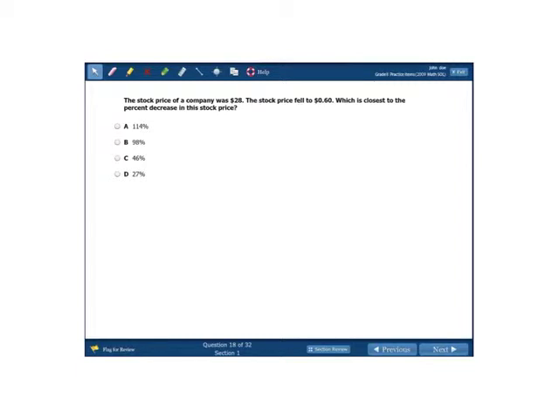Okay, just a couple more. The stock price of a company was $28. The stock price fell to 60 cents. So from $28 all the way down to 60 cents. That sucks. That's a huge decrease.